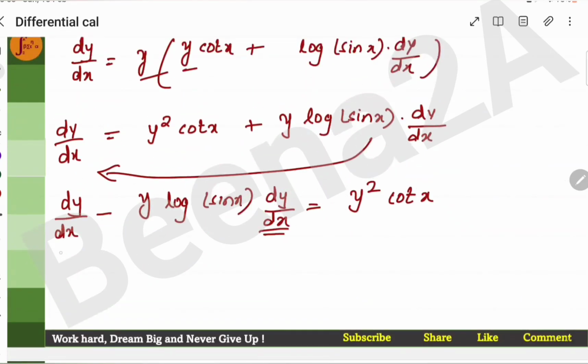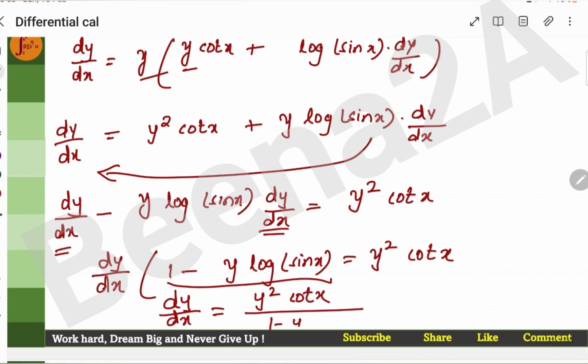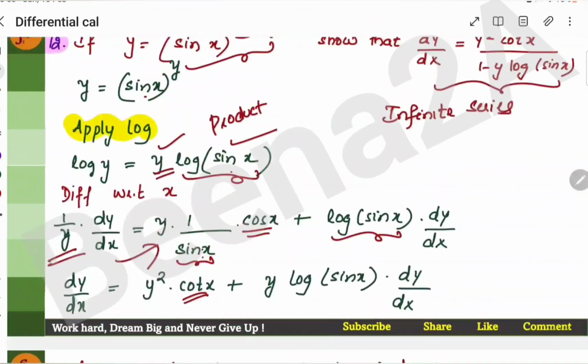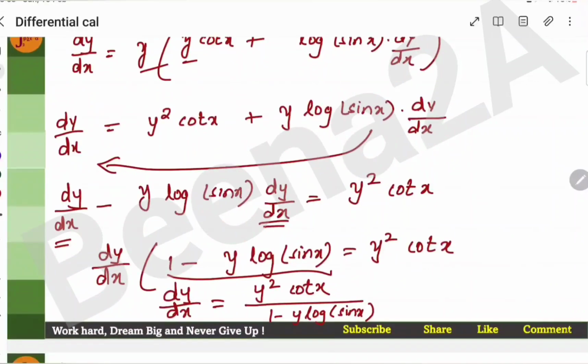Now I'll take dy by dx as common. So I'll get dy by dx into (1 minus y log of sin x) is equal to y square cot x. Now I just need to find dy by dx, right? So I'll shift this entire term here. So it will be y square cot x divided by 1 minus y log of sin x. Did I get the expression? y square cot x by 1 minus y log sin x. Yeah, I got it. So therefore I've proven the dy by dx.